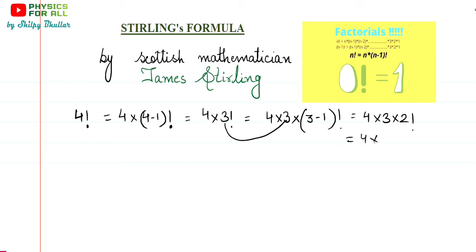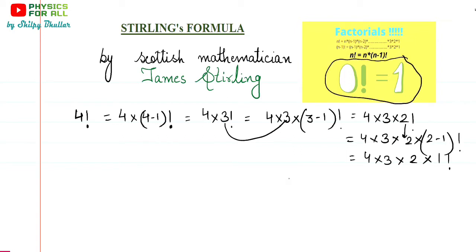So we will do 4 into 3 into, now the number itself whose factorial we want to find, so that would be 2 into the number obtained by subtracting 1 from it. So that would be 2 minus 1 factorial. And that gives you 4 into 3 into 2 into 1 factorial. And then again, since 0 factorial is 1, we keep 4 into 3 into 2, because these are simply numbers now.